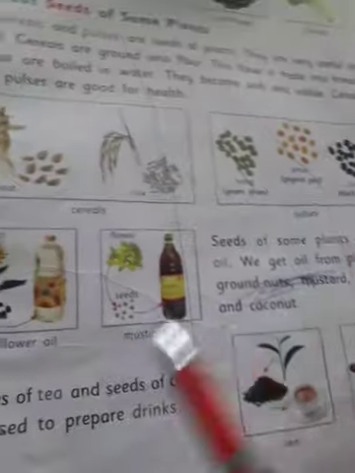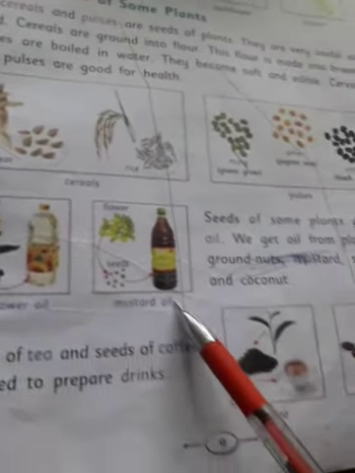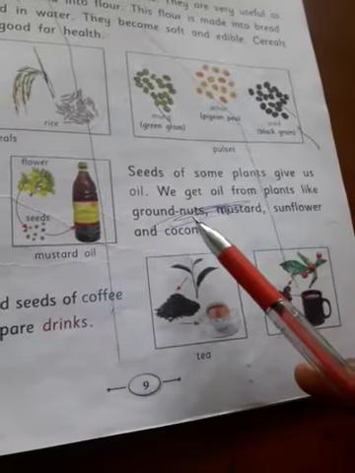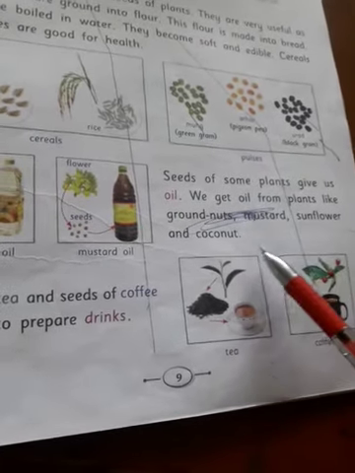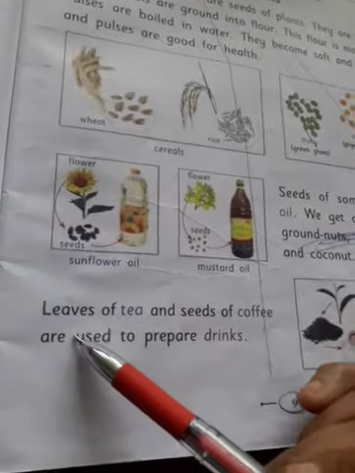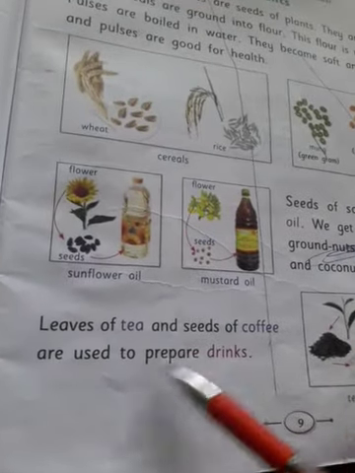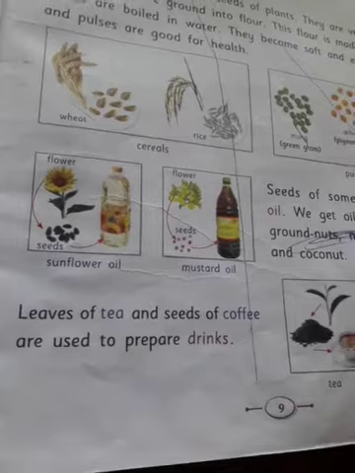Cereals, pulses, sunflower oil, mustard oil. Seeds of some plants give us oil, and we get oil from plants like groundnuts, mustard, sunflower and coconut. Leaves of tea and seeds of coffee are used to prepare drinks.